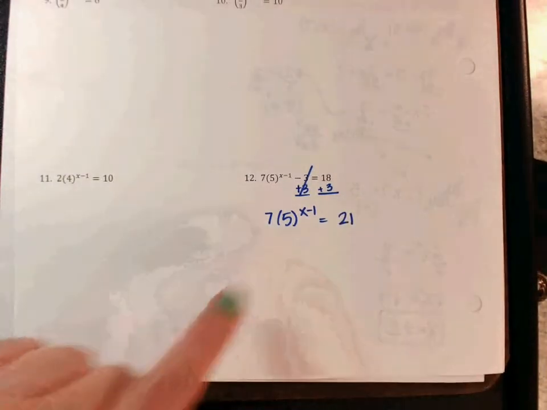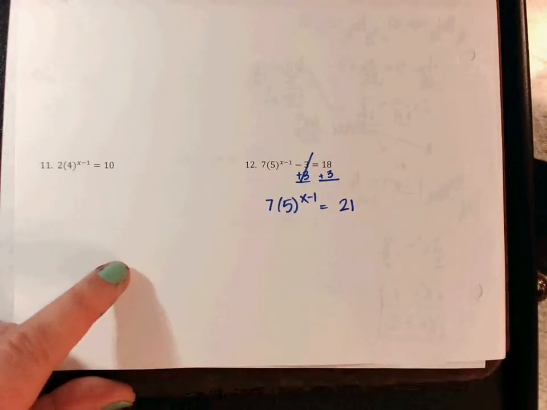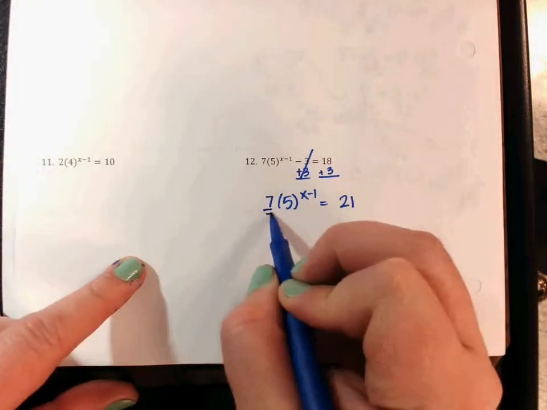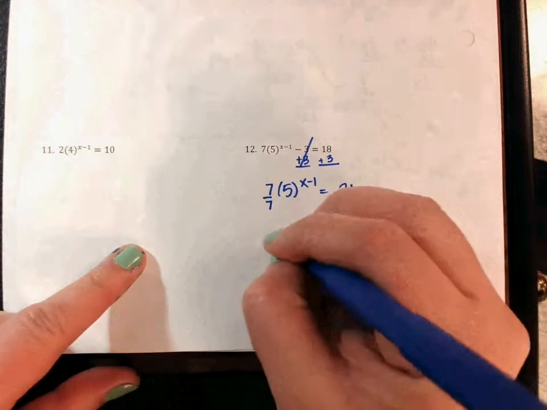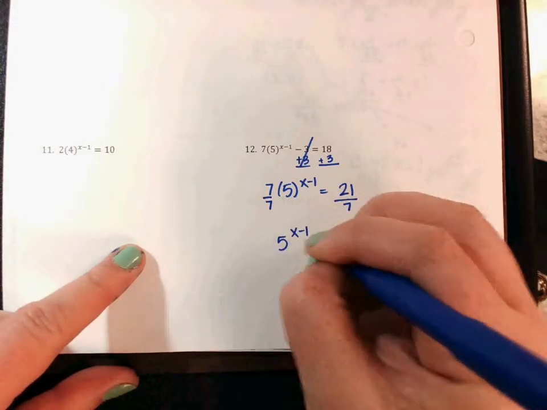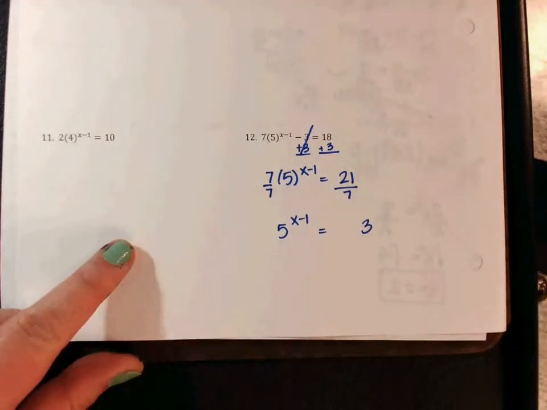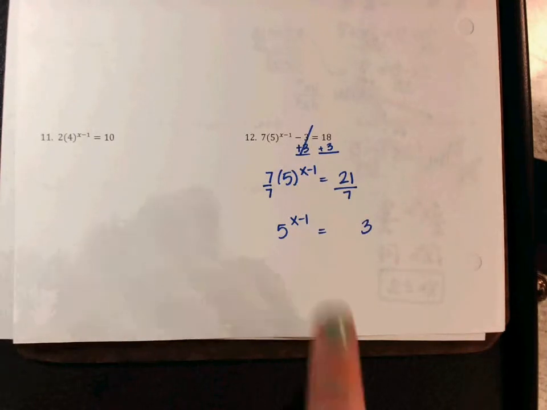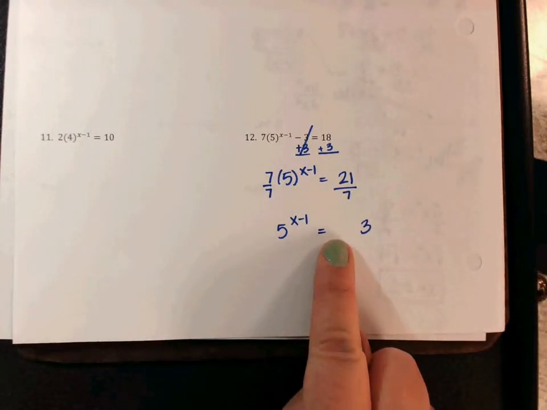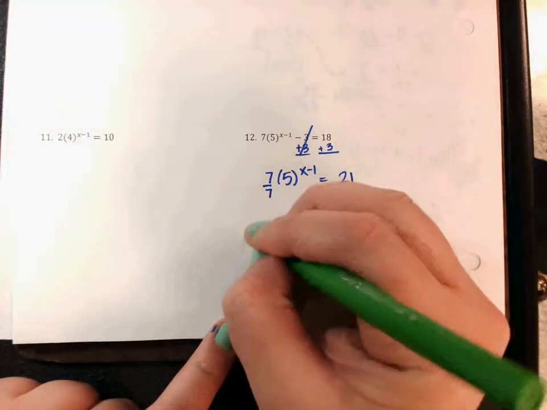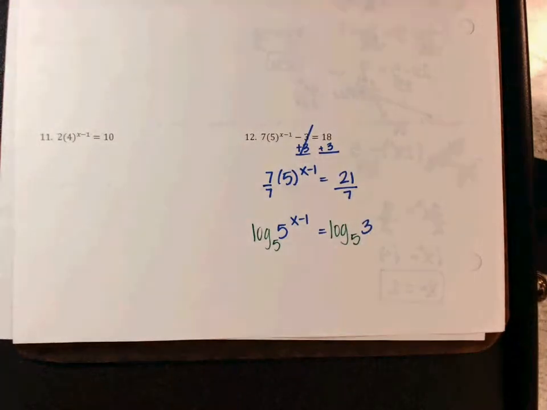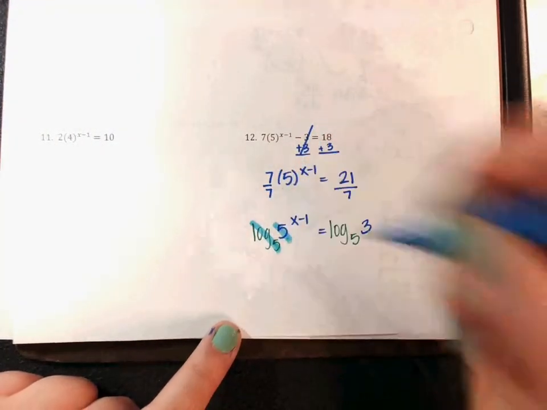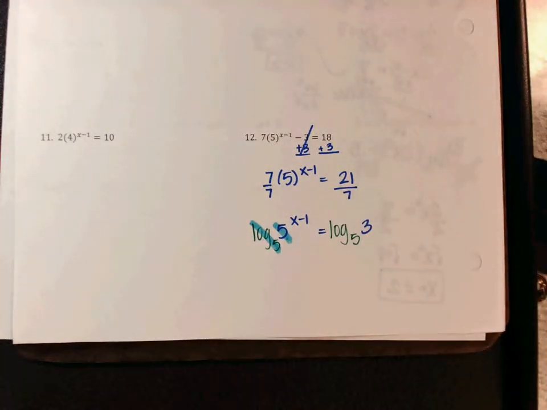Okay, now can I log base? Still no. You have to get rid of what? The 7. And then 21 divided by 7 gives me 3. And then to get rid of the 5, remember you're leaving this little space because you're going to have to log 5 both sides. So log 5 there, log 5 there. And then those guys will cross out and just give you an x minus 1 left over. Okay?